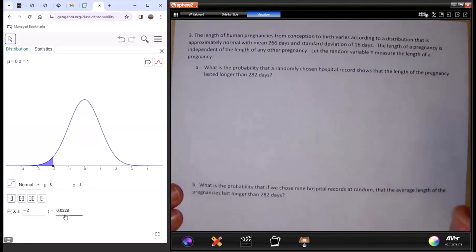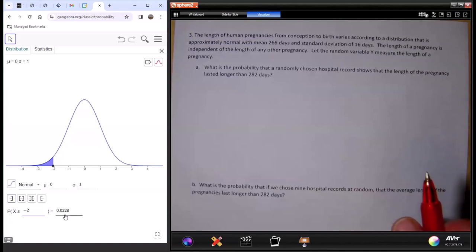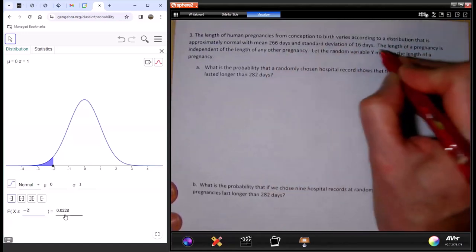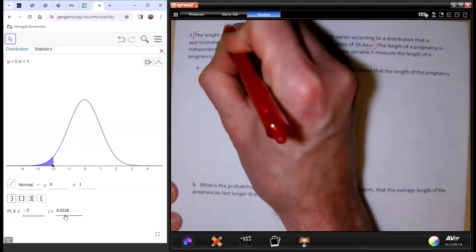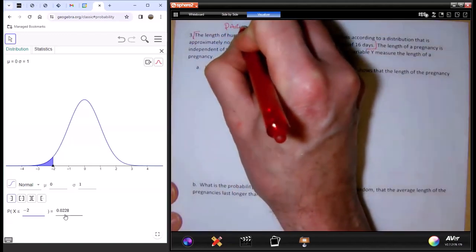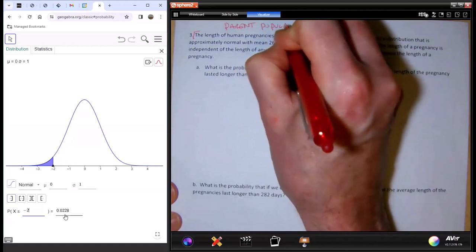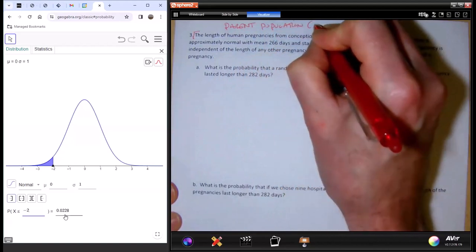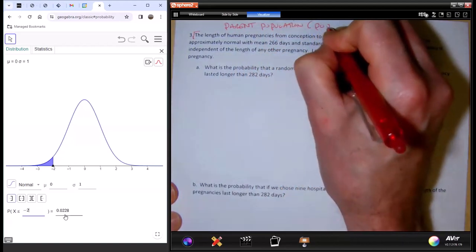The length of human pregnancies, from conception to birth, varies according to a distribution that is approximately normally distributed with a mean of 266 days and a standard deviation of 16 days. Okay, so what I'm being described here is, let's call it, the parent population. In other words, the population I am sampling from.